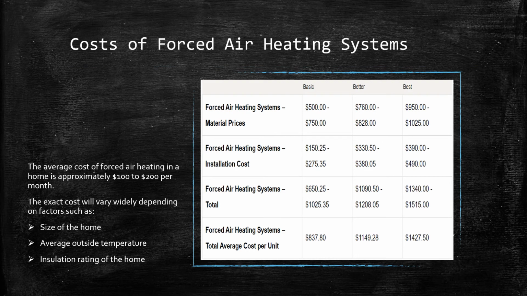The average cost of forced air heating in a home is approximately $100 to $200 per month. The exact cost will vary widely depending on factors such as size of a home, average outside temperature, and insulation rating of the home. On the right side you can see a table with all costs, with an overview from low to high quality.